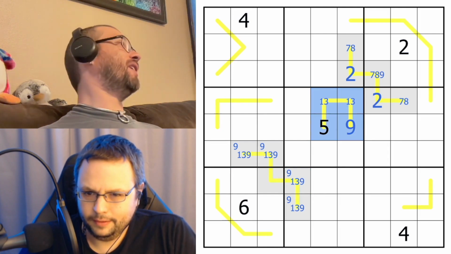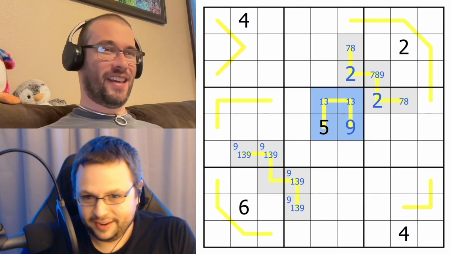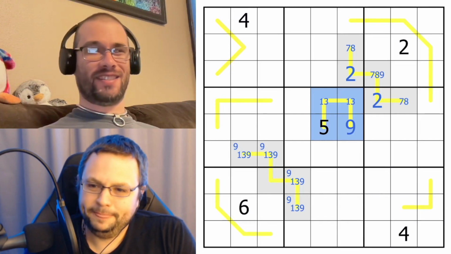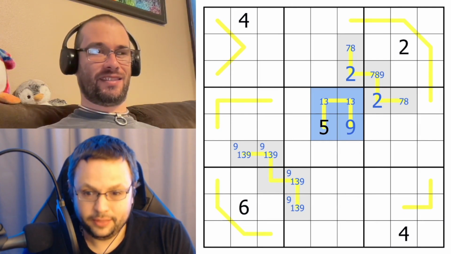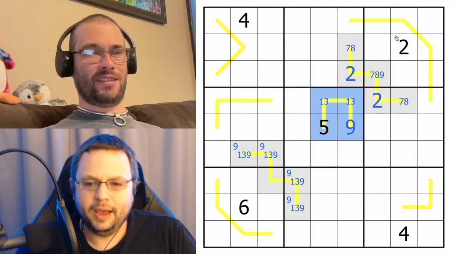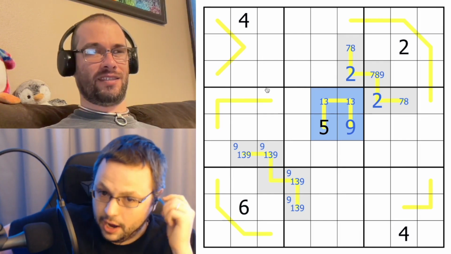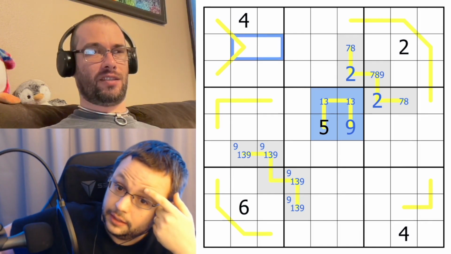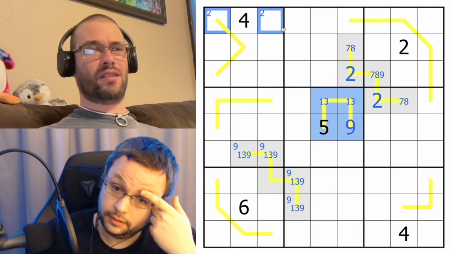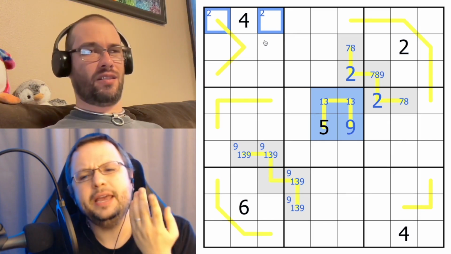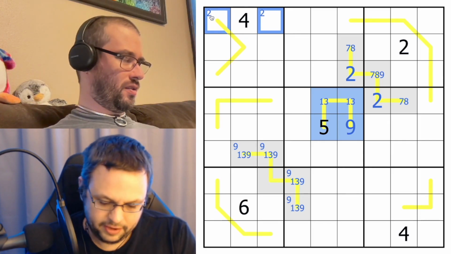Man, we have just made a meal of this. Is that the phrase? Okay, so we have to put a two into box one. There's only two places it can go, and I'm kind of suspecting that we're going to be able to rule it off the line. Maybe if it is on the line, it almost certainly makes that line a thermo. Let's see if it was on the line.